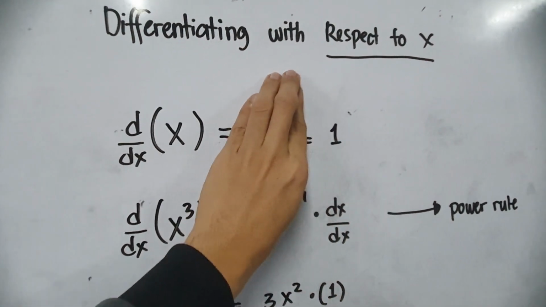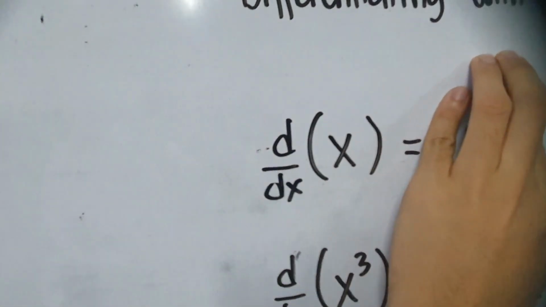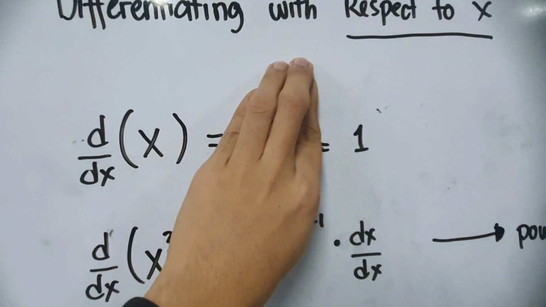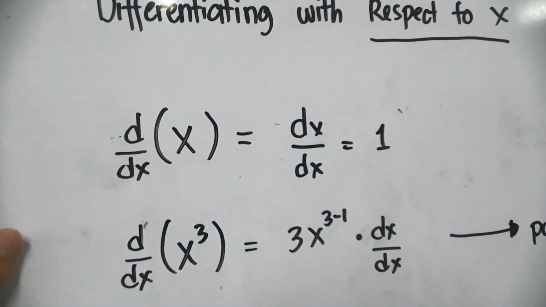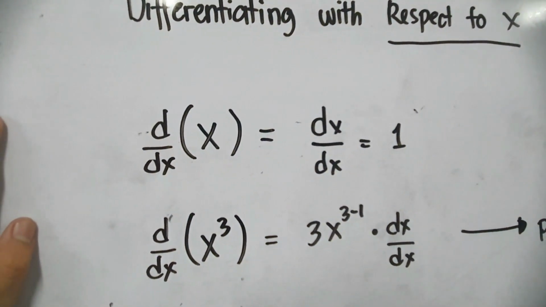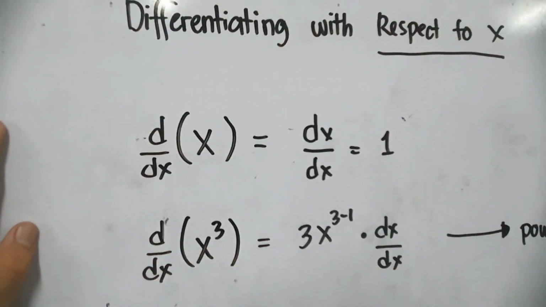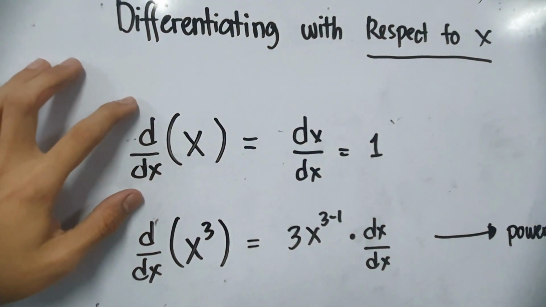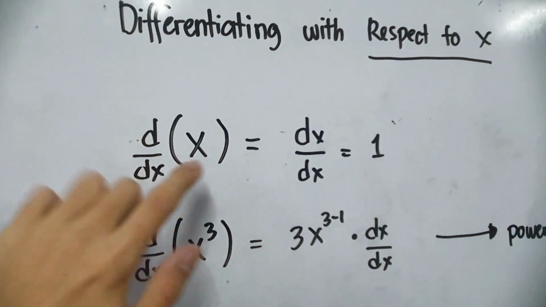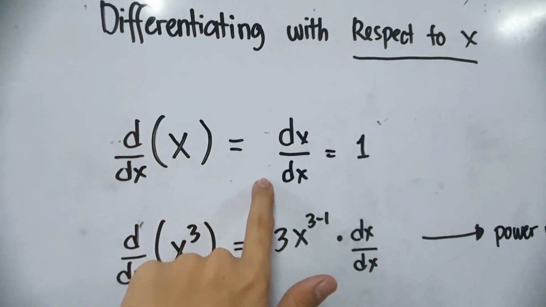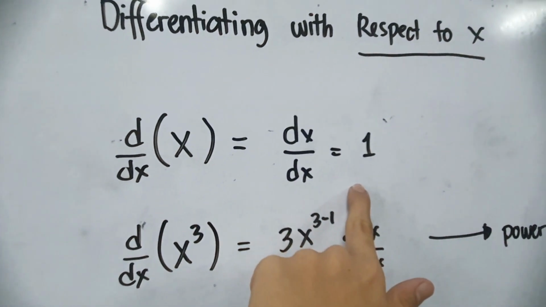Normally, we don't write this one directly. The derivative of x is directly equivalent to 1. But to give us a clear process and a clear view of this one, I wrote it in this manner. So d over dx of x, that is dx over dx, which is basically equal to 1.